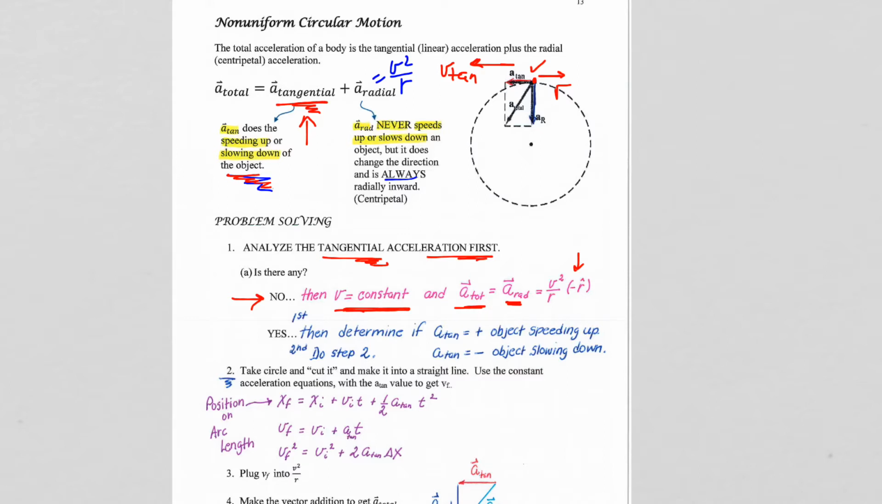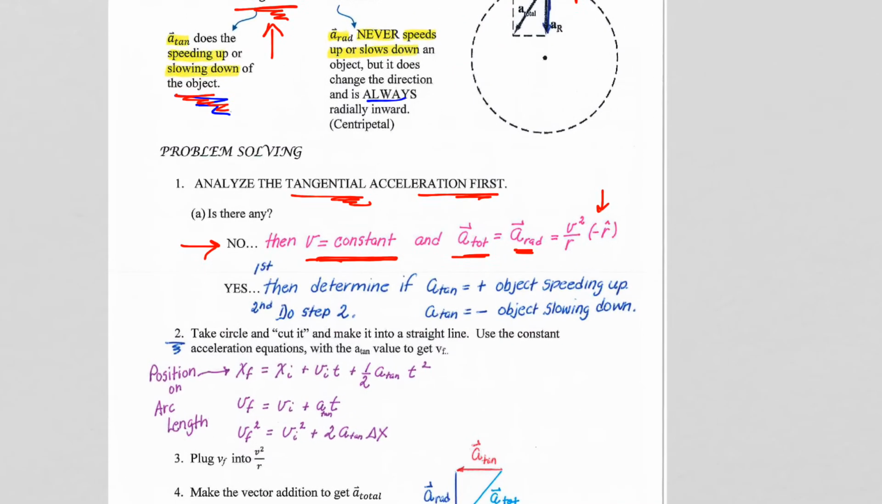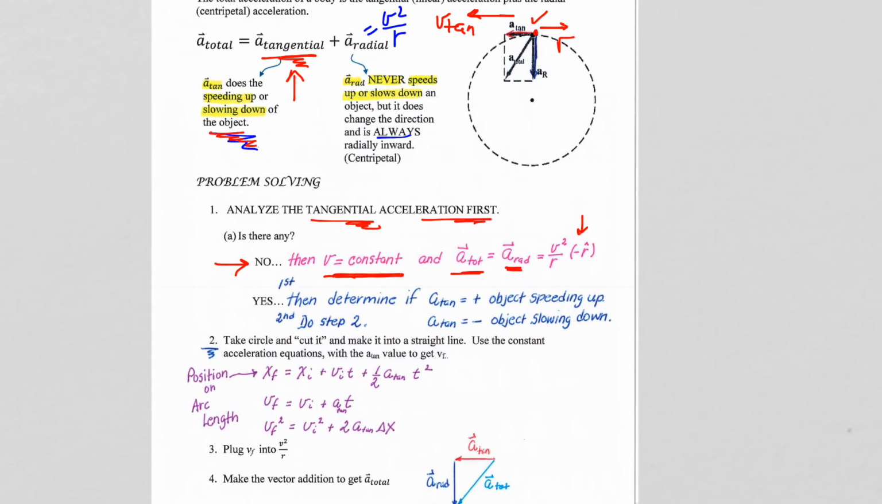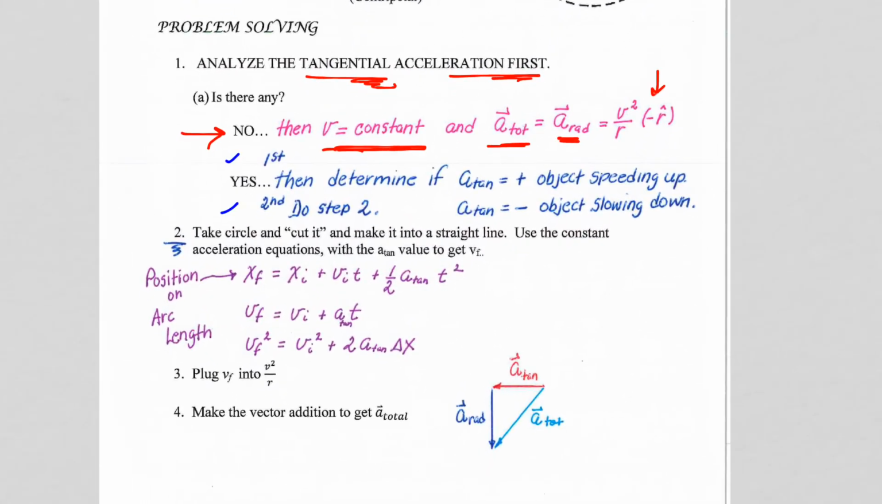Now, if the answer is yes, which it will be for our non-uniform motion problems, then we need to determine, as I said above, whether A tan is in the direction of the tangential velocity or whether A tan is opposite the tangential velocity, to see whether it is speeding up or slowing down. So please get this into your notes. Once we have A tan, we are going to use the constant acceleration equations, and this is key.